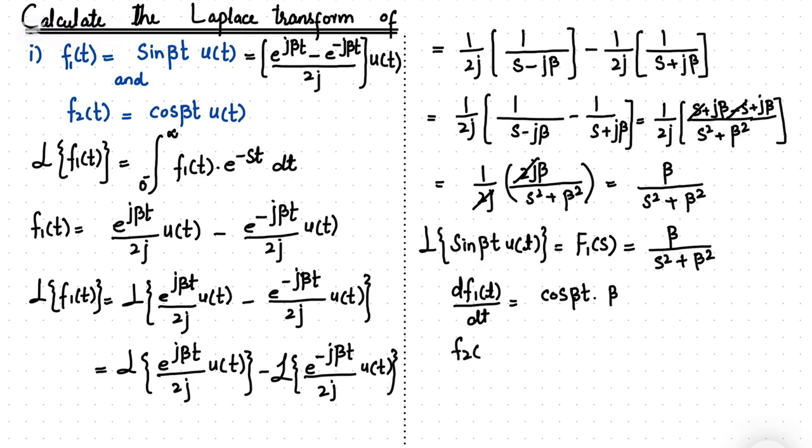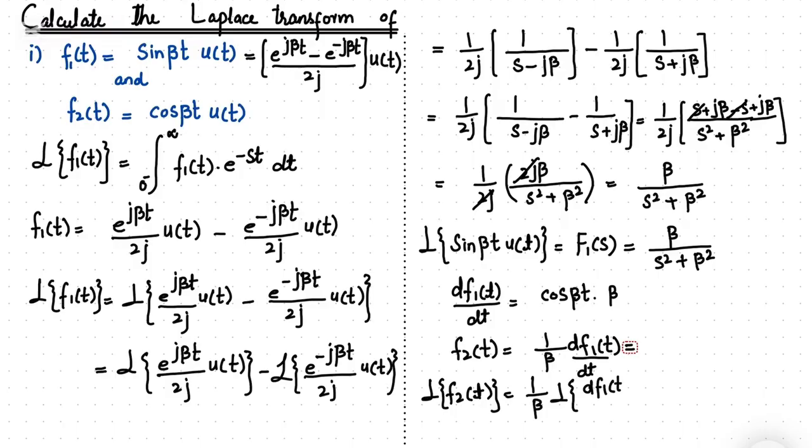So we can write f2 as 1 over beta multiplied by the derivative of f1 of t. u of t is doing nothing but just making it causal. So we can say that the Laplace transform of f2 of t would be equal to the Laplace transform of the right hand side, which is 1 over beta. 1 over beta is a constant, so it would stay as it is. So 1 over beta multiplied by the Laplace transform of the derivative of f1 of t.